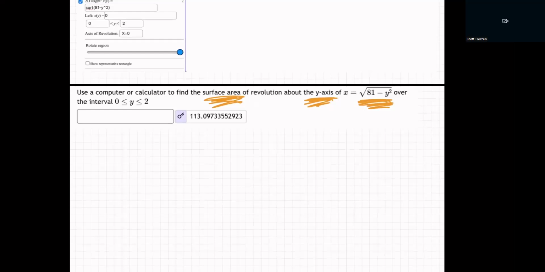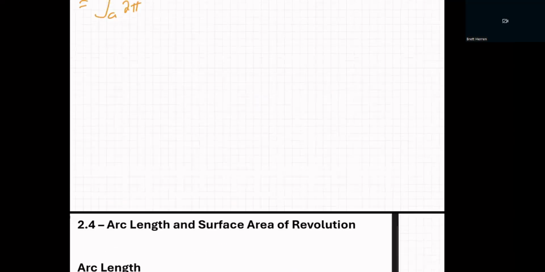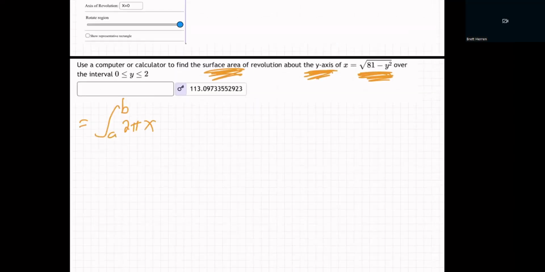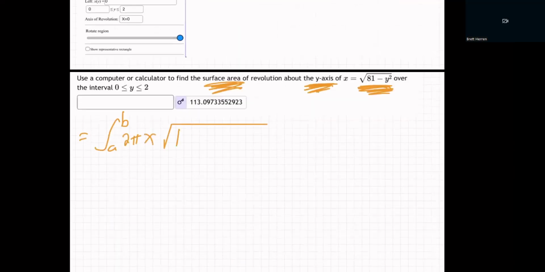Let's bring it on back. It's going to equal the integral from a to b of 2 pi x. We're going to have to replace that in a minute. ds, and the ds is this ds: the square root of 1 plus g prime of y squared, dy.